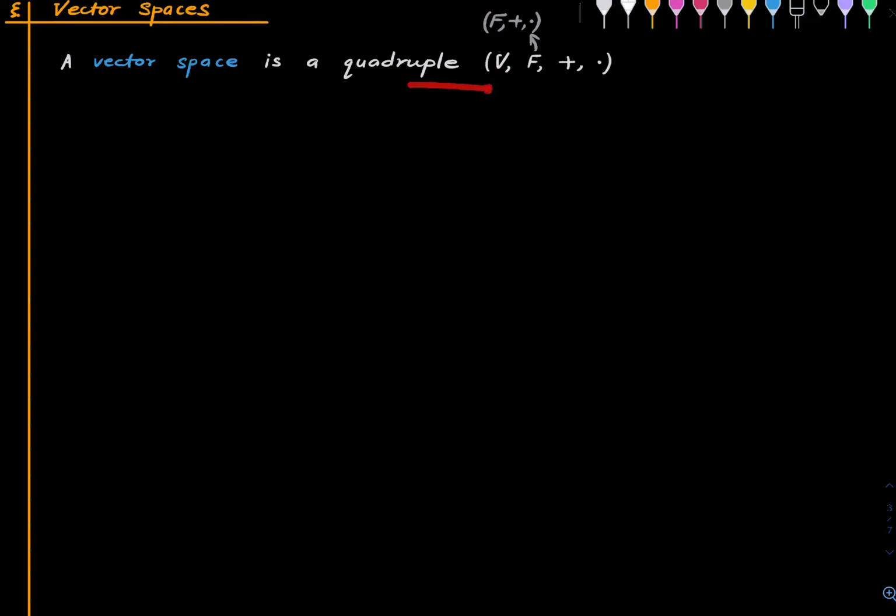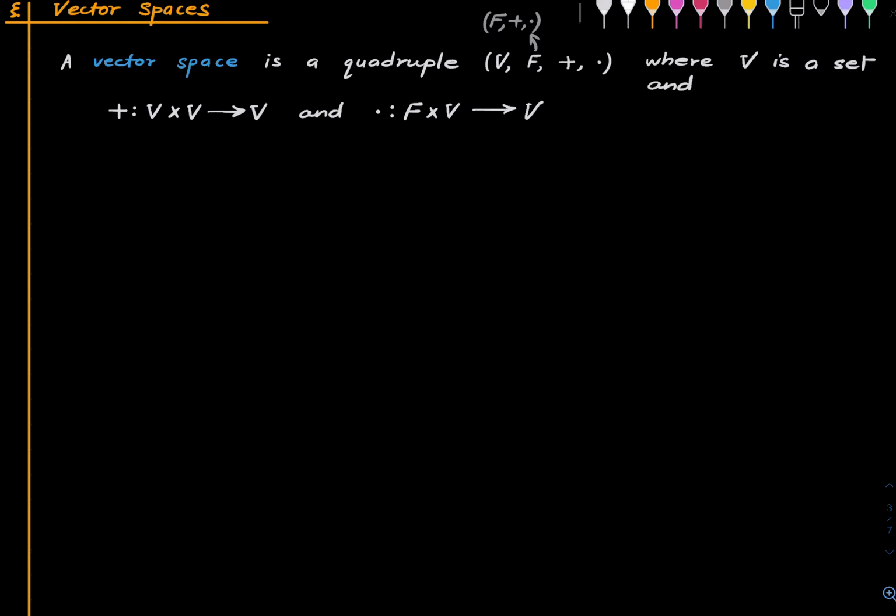So a vector space is a quadruple where V is a non-empty set, but let me just say it's a set. Plus is a function from V cross V to V, and dot is a function from F cross V to V. Okay? And F is a field. I should also say F is a field.